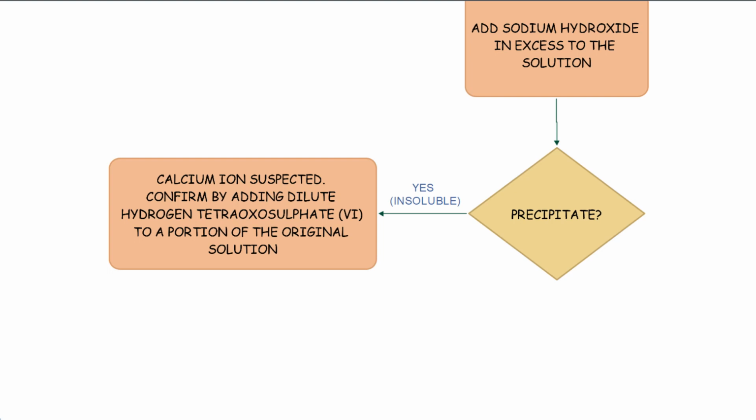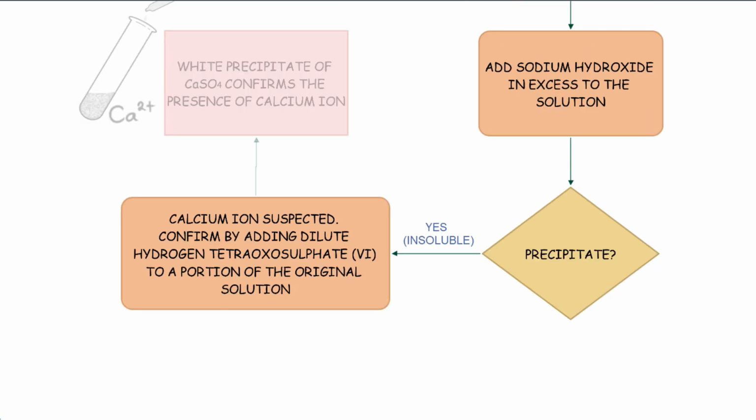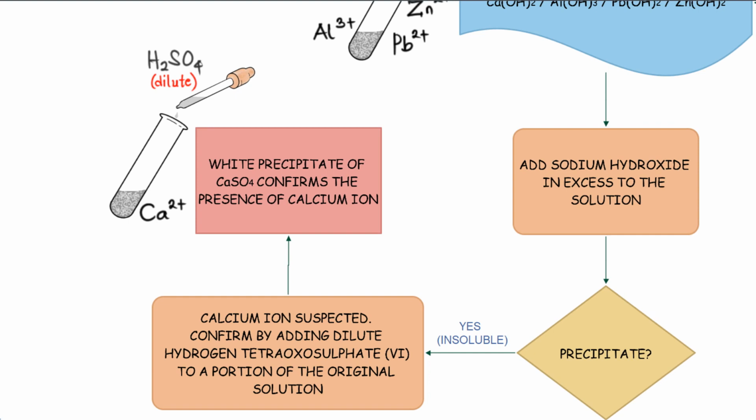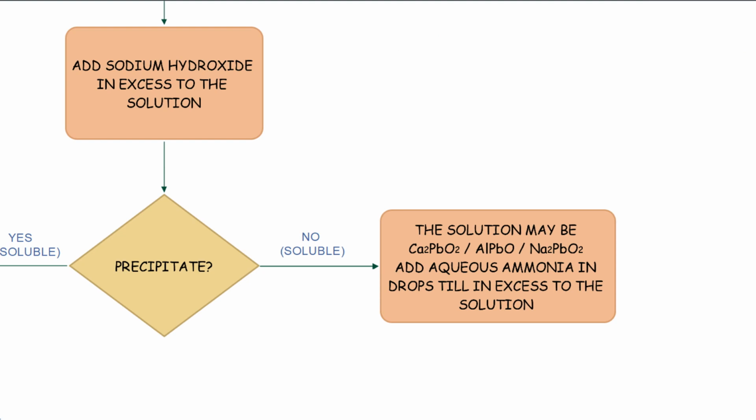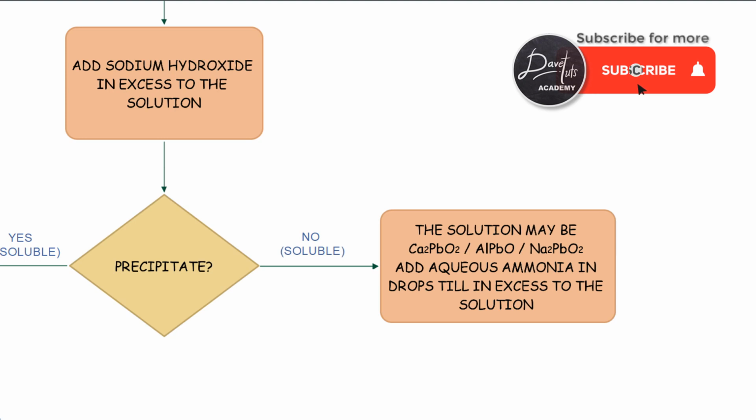We can confirm that by adding dilute tetraoxosulfate(VI) acid to a portion of the original solution. We go back to the original solution, take a portion of it and test with dilute H2SO4. If we now observe a white precipitate, which is calcium sulfate, that means that calcium ion is confirmed to be in that salt solution. Now, if there is no precipitate in excess sodium hydroxide, then we are still left with any of calcium, aluminum, or lead ions that are possibly present in the solution.